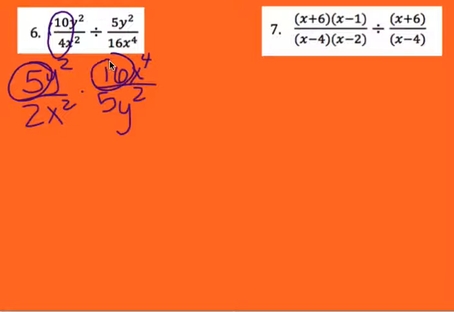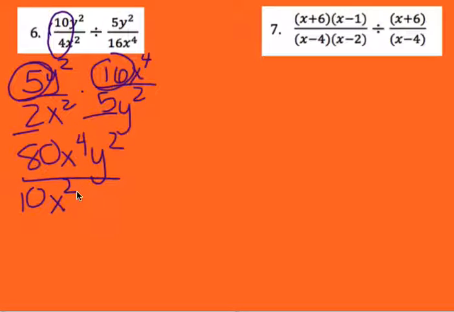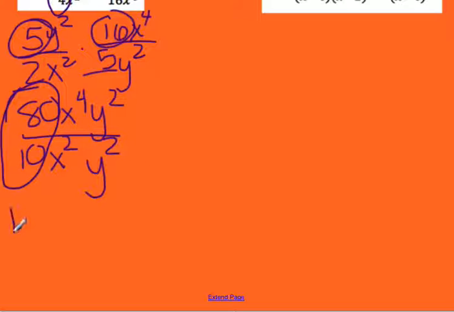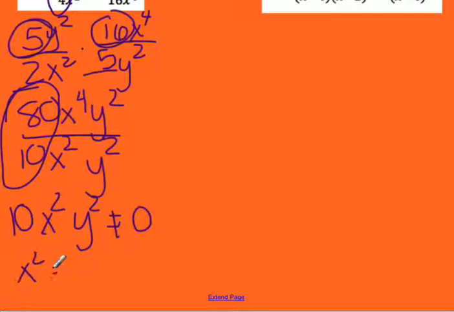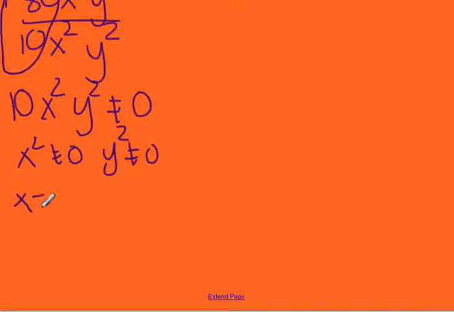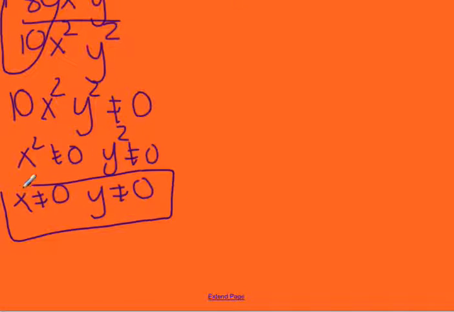So we're going to do 5 times 16, and that's going to give us 80. And then we have x to the 4th, y squared. 2 times 5 is 10, x squared, y squared. Okay, so now we can actually simplify 80 over 10. But before I do that, I'm going to get my excluded values. So I get 10x squared, y squared is not equal to 0. So then the only way that's going to be equal to 0 is if x squared is 0 or y squared is 0. So then I get that x is not equal to 0 and y is not equal to 0. Okay, so those are my two excluded values there.